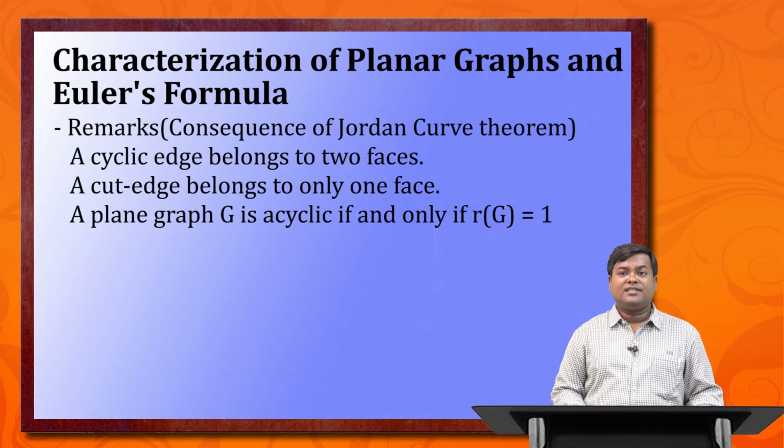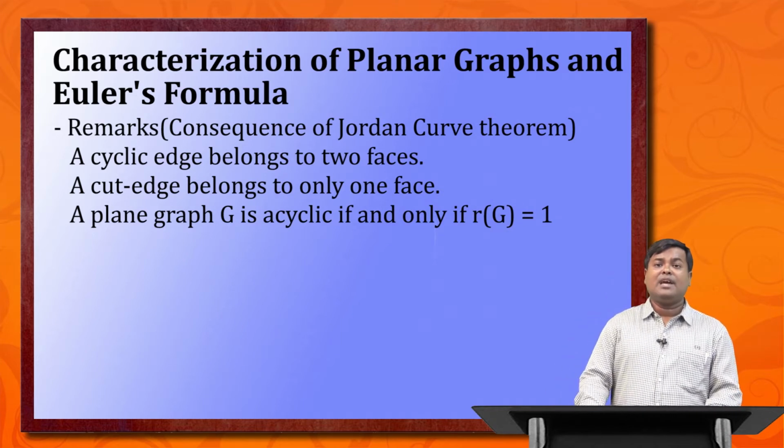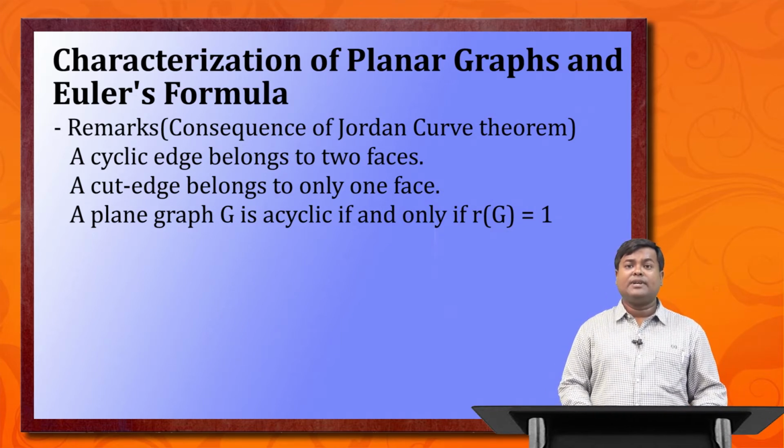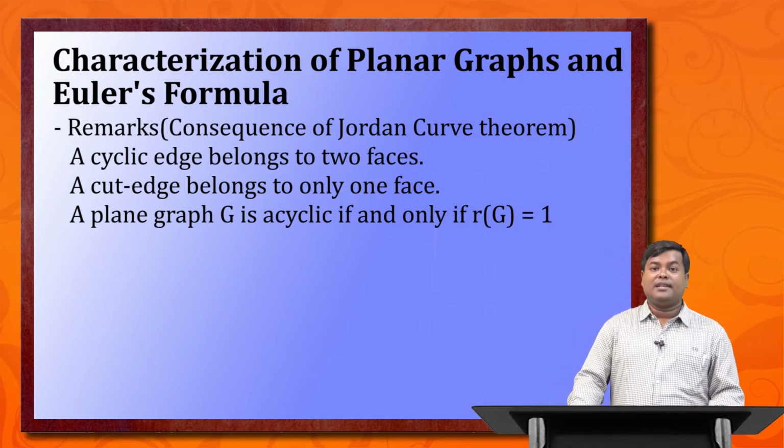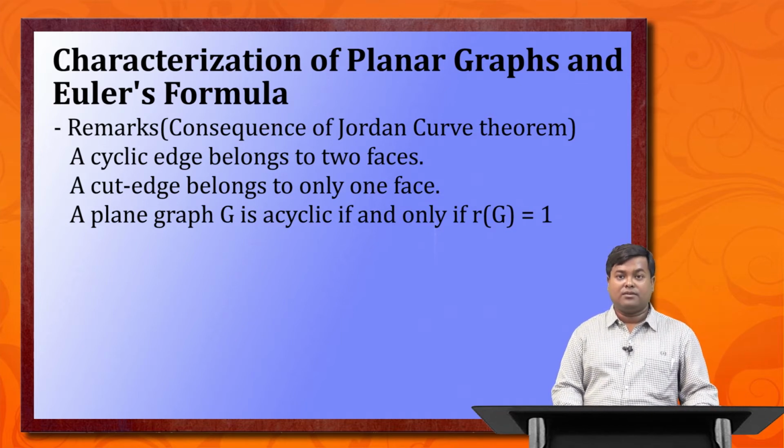And a cut edge, we have noticed, we have counted twice. For every cut edge, we have counted twice while calculating the degree. So a cut edge belongs to only one face, but while calculating the degree, we actually count it twice. And the third remark is a plane graph G is acyclic if and only if the number of faces it has is 1. So that we have already seen.